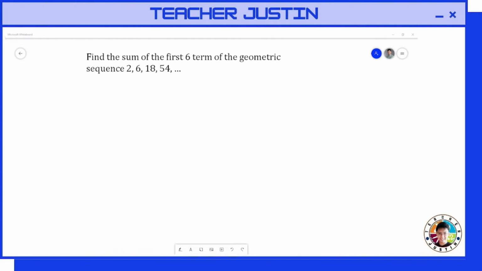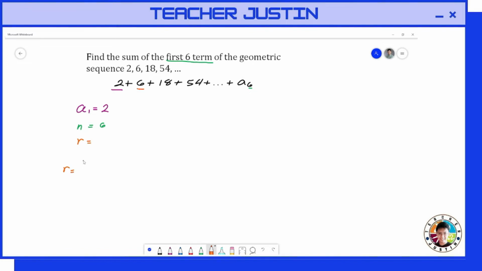Let's have our first example for today. Find the sum of the first 6 terms of the geometric sequence 2, 6, 18, 54, and so forth until we reach the 6th term. So we're going to add them. Let's identify our given. Our first term is 2. The number of terms that we will add is the first 6 terms, so n is equal to 6. Our common ratio is the second term divided by our first term. So 6 divided by 2 is 3. So our common ratio r is 3.